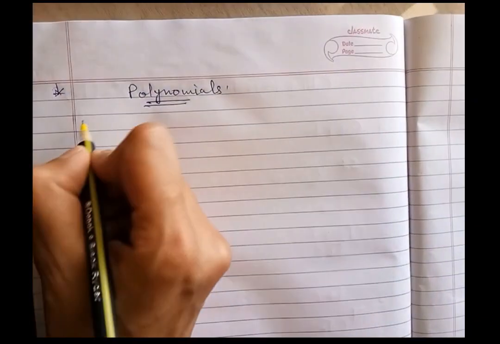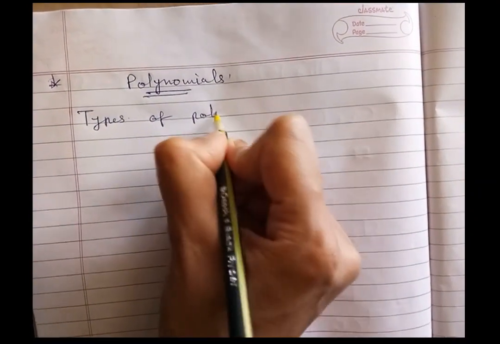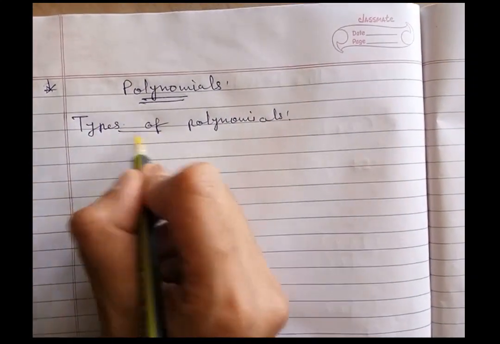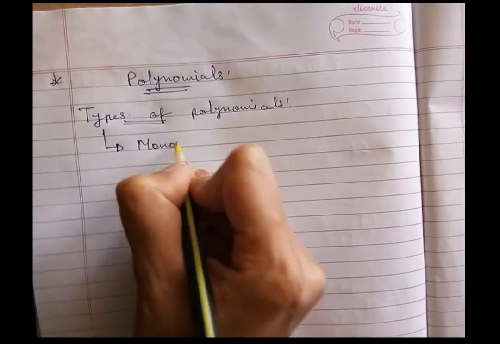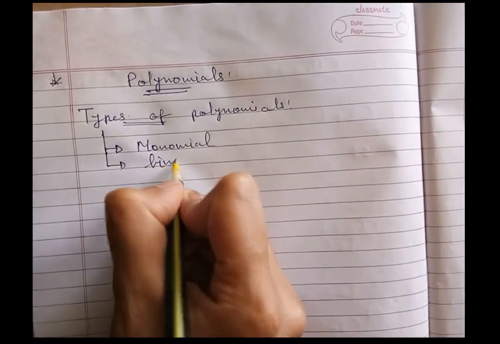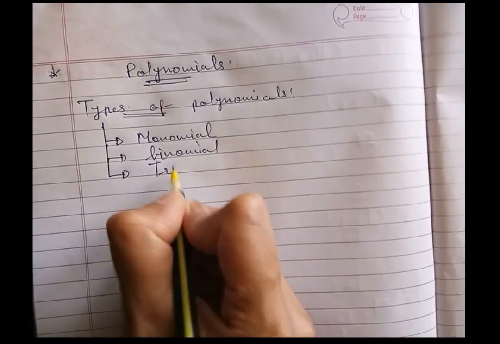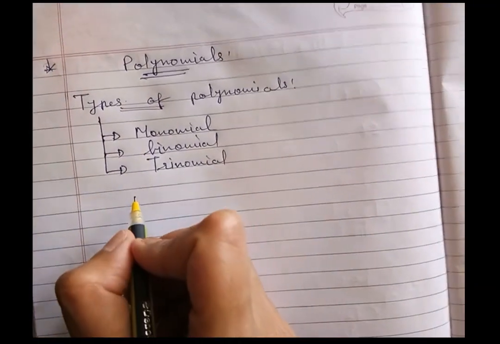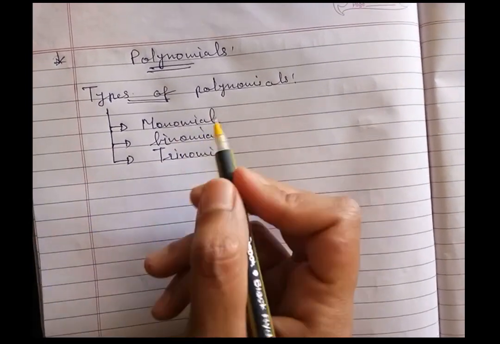If I ask what are the types of polynomials, then you must be going to give the answer: monomial, then binomial, then trinomial, right? This you have already learned. And if it is more than 3, then it comes polynomial, right? Poly itself means more, right?